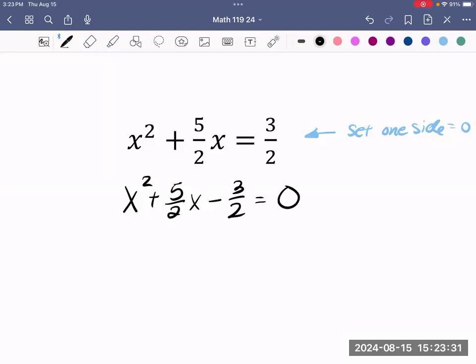So now how can we get rid of this fraction? Because we don't want to factor with fractions. That kind of makes our life a little hard.